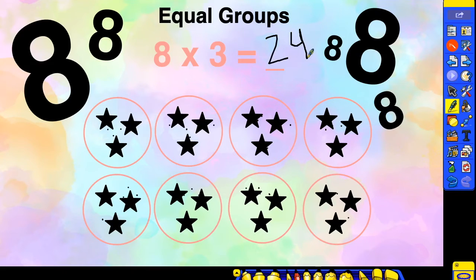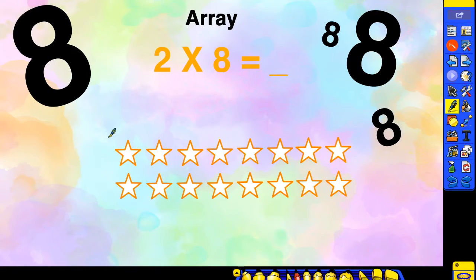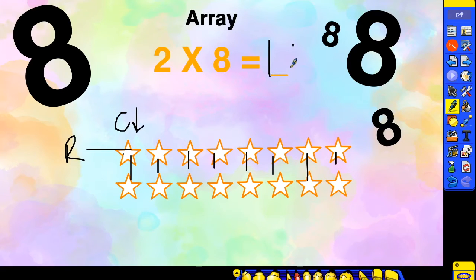This is a quick way to do it on a piece of paper, and always go over a problem if you're having trouble with it. You can also look at it as an array. So with an array, you have rows, they go side to side, and columns, they go up and down. So we have rows, and we have columns. I did 2 groups of 8, so 2 rows, and there's 8 in each row. And here you can either count by 2s, you could count by 8s, or you can count each star. Let's go ahead and count by 2s this time. So I'm going to count the columns. 2, 4, 6, 8, 10, 12, 14, 16. So 2 times 8 equals 16.